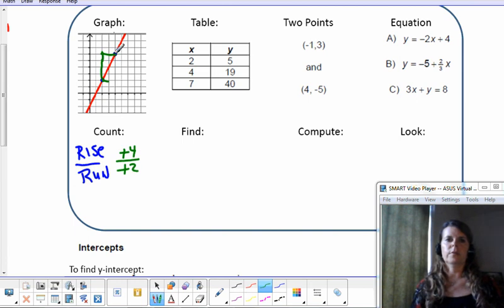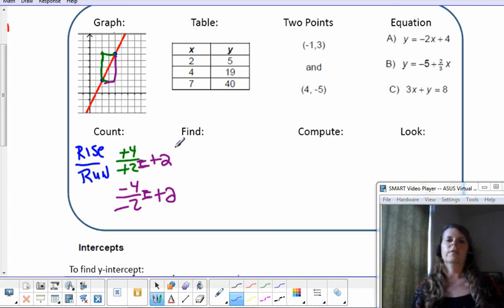Now what if we would have started at this point and wanted to go to that point? Well, let's do it that way. Let's go down 1, 2, 3, 4, so it'd be negative 4. And it would be left 2, so it'd be negative 2. Either way, it equals positive 2.